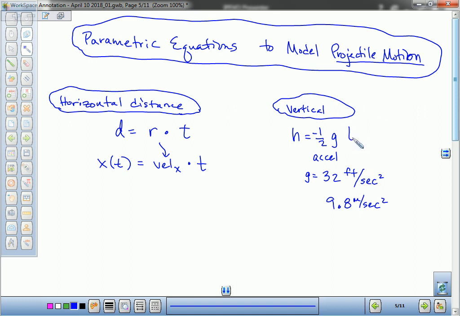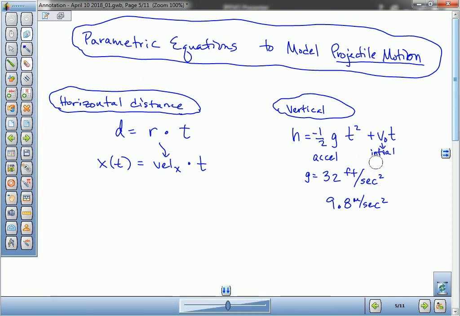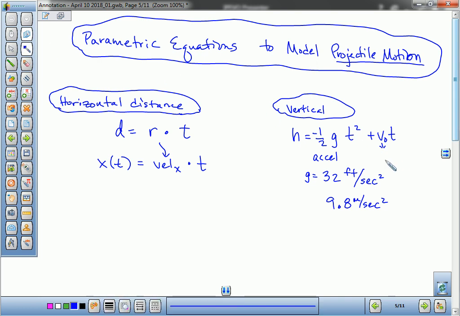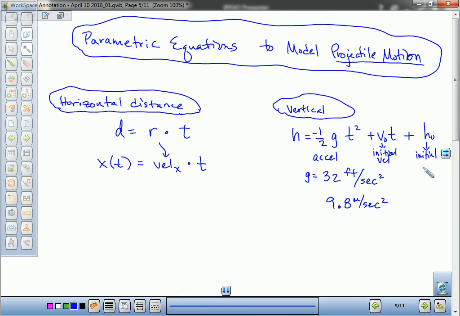Alright, so it's -1/2 g t squared plus v naught t. What does v naught represent? Initial velocity. That is our initial velocity. And then we actually have to have something to represent the height of the object, and that is our initial height.